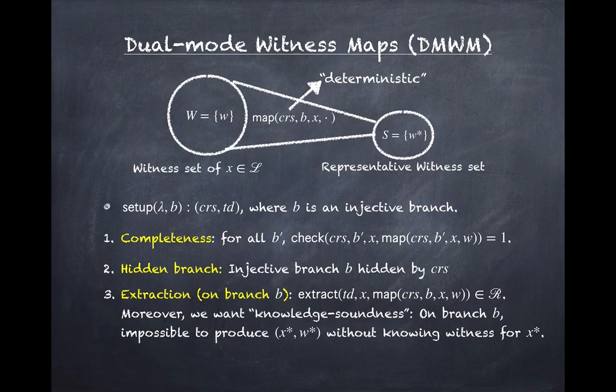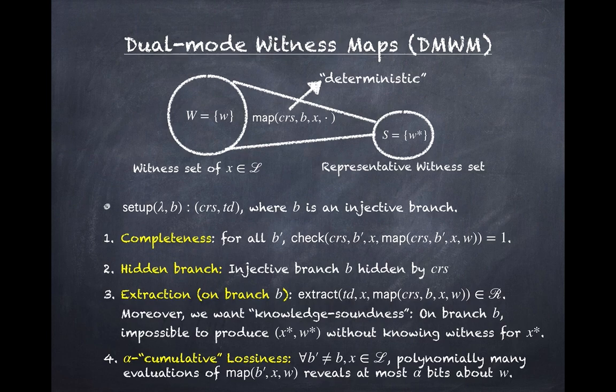with the trapdoor TD. Moreover, we want a stronger property of soundness, which we call knowledge soundness, which says that on the branch B, if the adversary at all comes up with some statement and a proof corresponding to it, then it must know the witness in the first place.